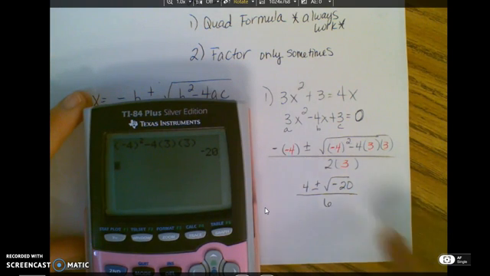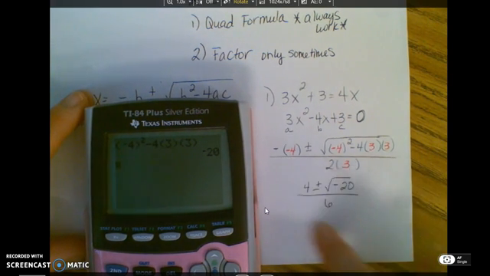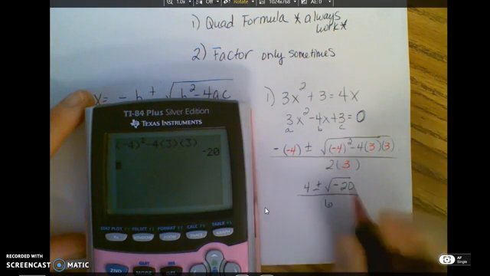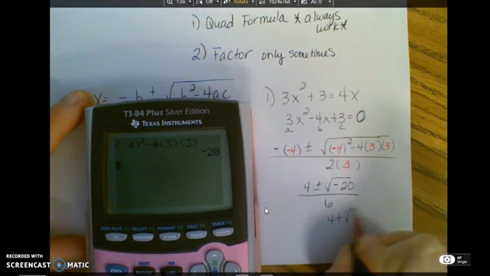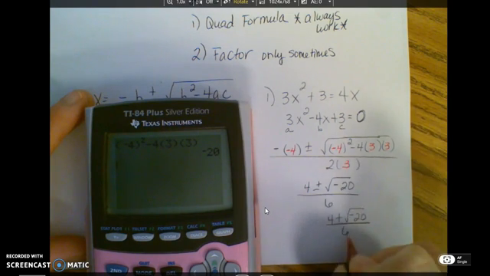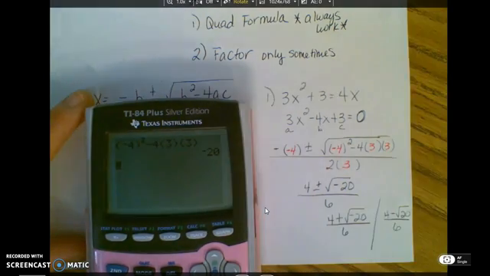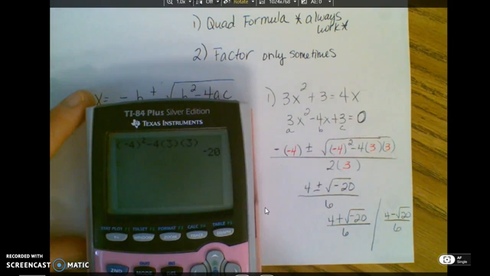Now, when I have this problem, I'm going to do two problems. 4 plus the square root of negative 20 divided by 6, and 4 minus the square root of 20 divided by 6. Those are two separate problems. It says plus or minus.